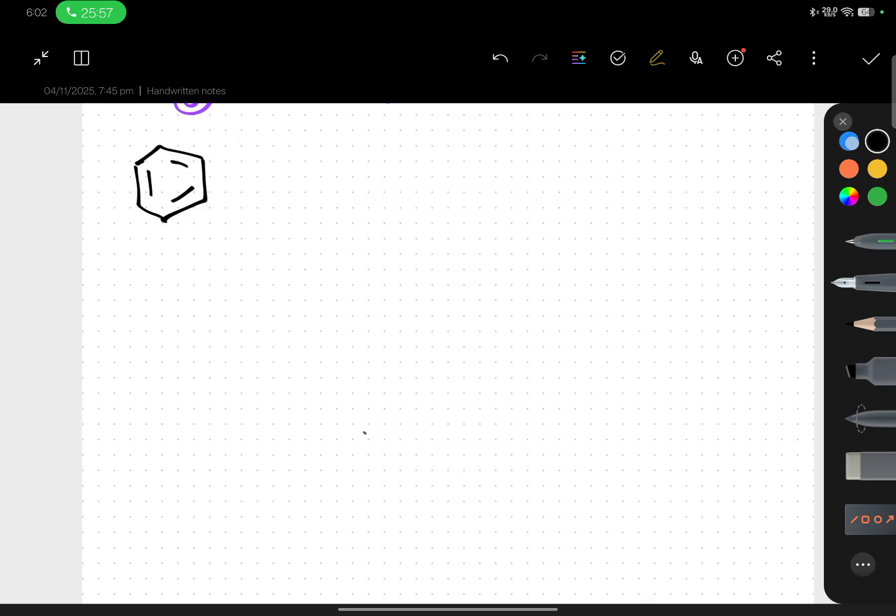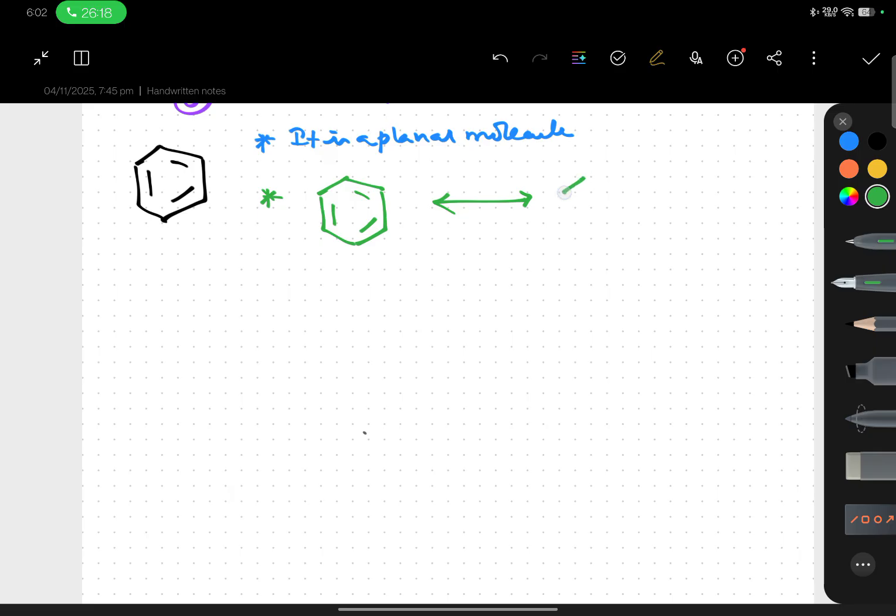So is it a planar molecule? Yes, it is a planar molecule. Does that undergo delocalization? Yes. The diagram is not given in the book. You write it properly, copy it properly.